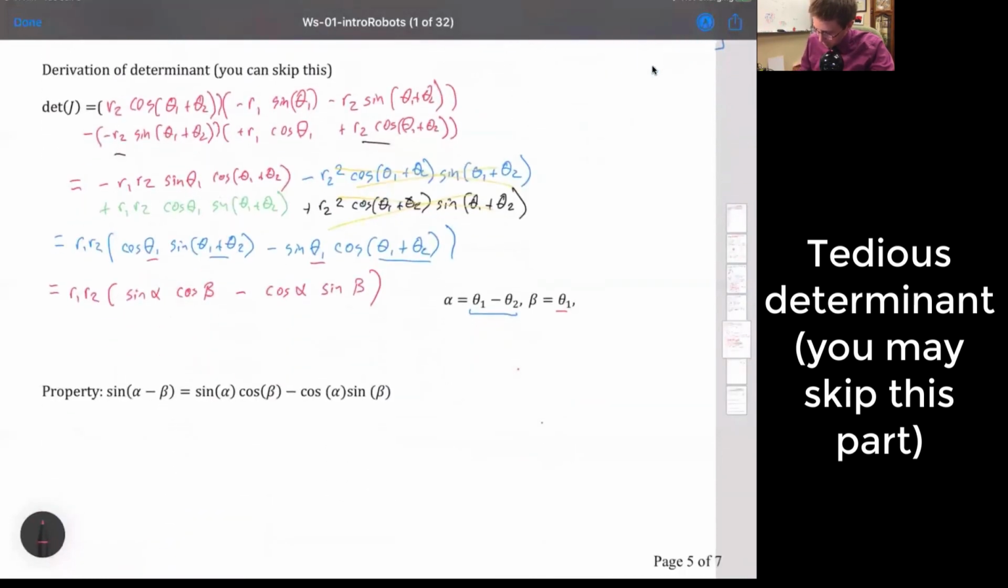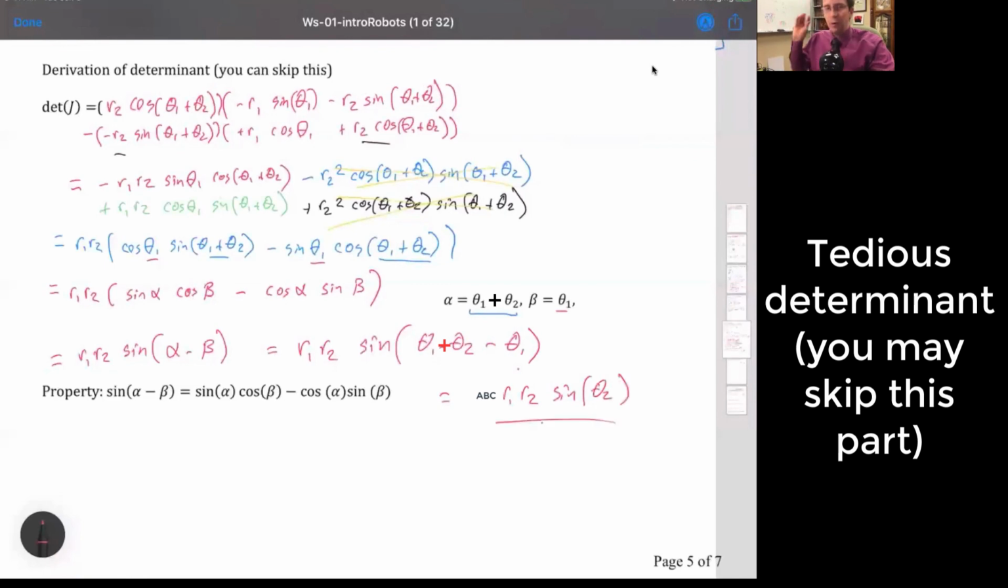And we've got this property that if I have the sine cosine, oh, that looks right, and minus this, that equals just the difference, the sine. And so we get this is equal to R1 R2 sine of alpha minus beta, which is equal to R1 R2 sine of, alpha is theta 1 plus theta 2, and beta is theta 1. So we get is equal to R1 R2 sine of theta 2, which is what we wanted.